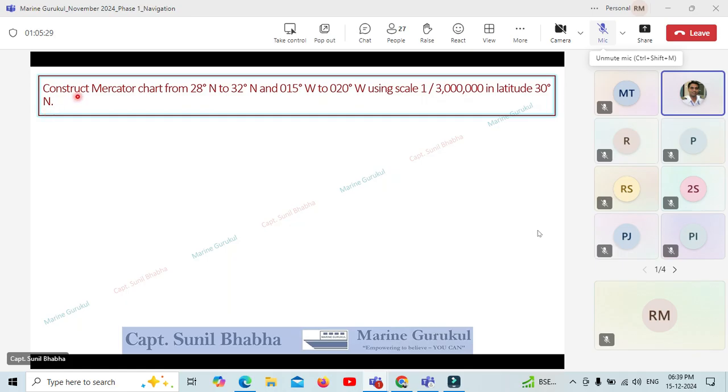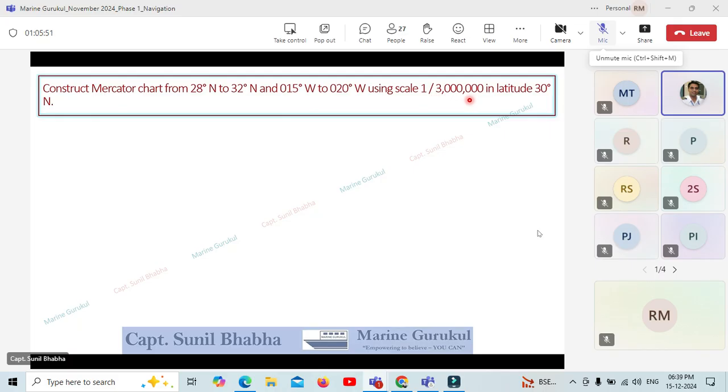So we are required to construct a Mercator chart. The coordinates of the area are given to us, latitudes from 28 to 32 degrees north. The meridians are 015 to 020 degrees west. The scale is also given. The scale is 1:3 million, 3,000,000.